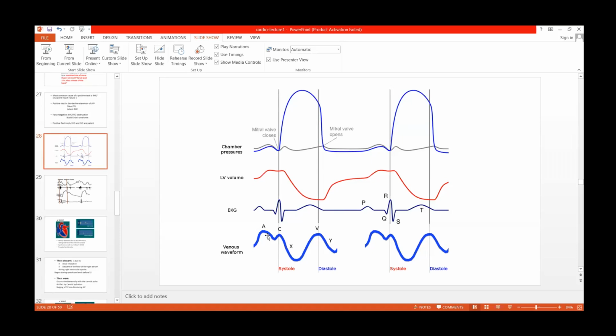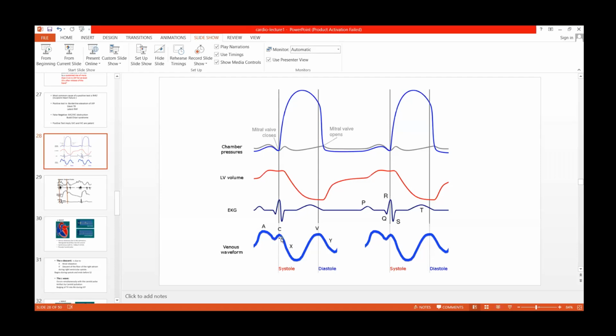So A wave is mainly due to atrial contraction. It will follow the P wave in ECG. P wave is atrial depolarization. This X descent is due to atrial relaxation. This A wave is due to atrial contraction, and this X descent is due to atrial relaxation.